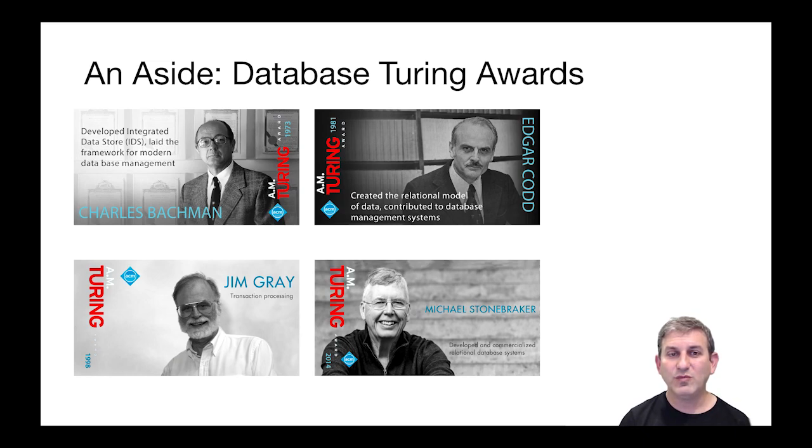The third was to Jim Gray, who is the inventor of transaction processing, both the concepts and many of the implementation techniques. He won the award in '98. The fourth Turing Award in databases was given to Michael Stonebraker in 2014 for his work developing and commercializing relational database systems, including the still popular open source system Postgres.